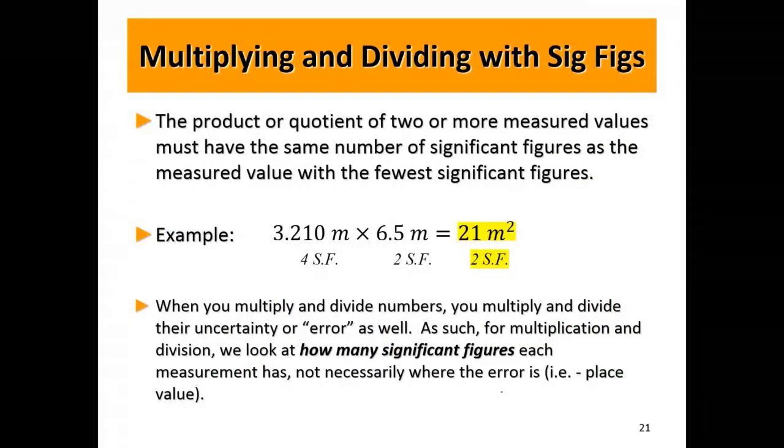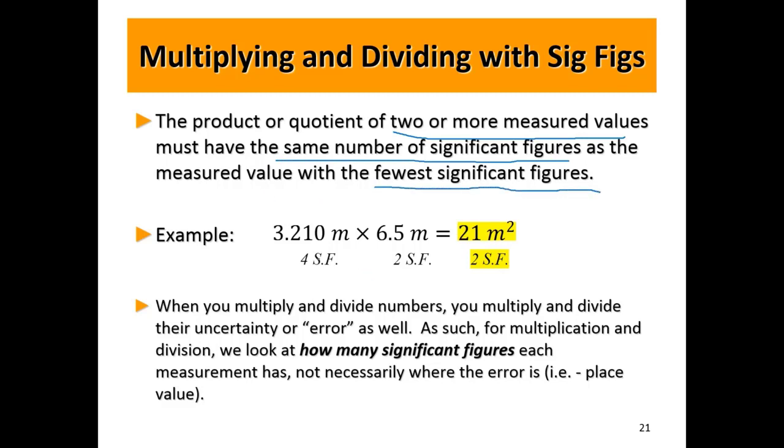But the multiplication and dividing rule is actually really easy to use. It's just a little bit more complicated to understand. So the product or quotient of two or more measured values must have the same number of significant figures as the measured value with the fewest sig figs. So if I multiply a number that has four significant figures like this one by a number that has two significant figures like this one, my answer is going to have the lesser number of sig figs, 2. Does that make sense?